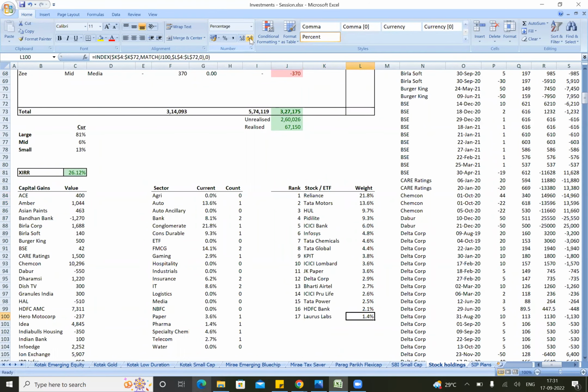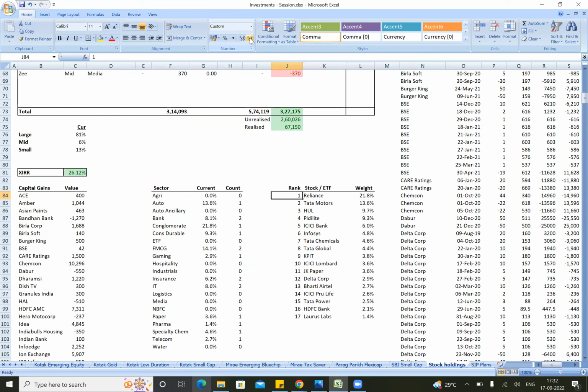Now what this data can give me is that Laurus Labs is only 1.4%. Do I think that Laurus Labs as a pharma stock will do great? If yes, then probably I should invest more. Now this data also gives me, yeah, Reliance, we are holding 22%, no point. Just reduce Reliance, either sell it off or increase your investment into other stocks so that Reliance automatically comes a little lesser.